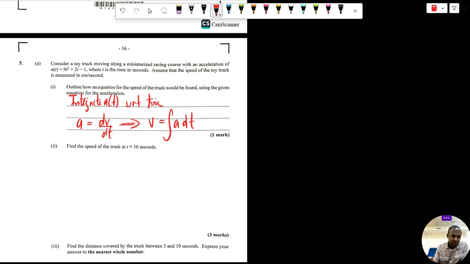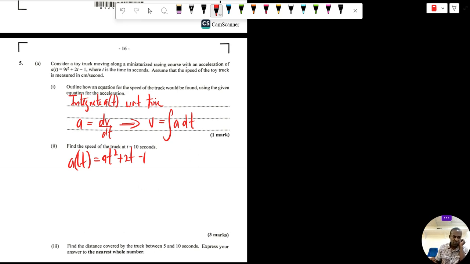So in part 2 now, they want us to find the speed of the truck at t equals 10 seconds, right? So once again, we have the acceleration as a function of t. So say a of t is equal to 9t squared plus 2t minus 1, right? So consider a toy truck moving along a miniaturized racing course with an acceleration of a of t equals 9t squared plus 2t minus 1, where t is the time in seconds. Assume that the speed of the toy truck is measured in centimeters per second. Now, they want us to find the speed of the truck at t equals 10 seconds.